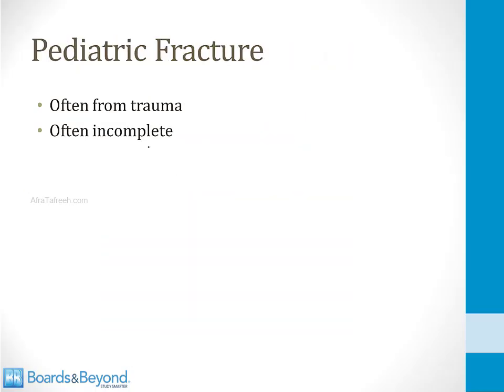I'll finish this video by describing two pediatric fractures you should be familiar with. So children often fracture their bones, especially the bones near the wrist and in the forearm, from trauma, but children's bones are softer than adult bones, so children often have incomplete fractures. In other words, the bone doesn't completely snap in two. And there are two classic pediatric incomplete fractures you should be familiar with for your boards.